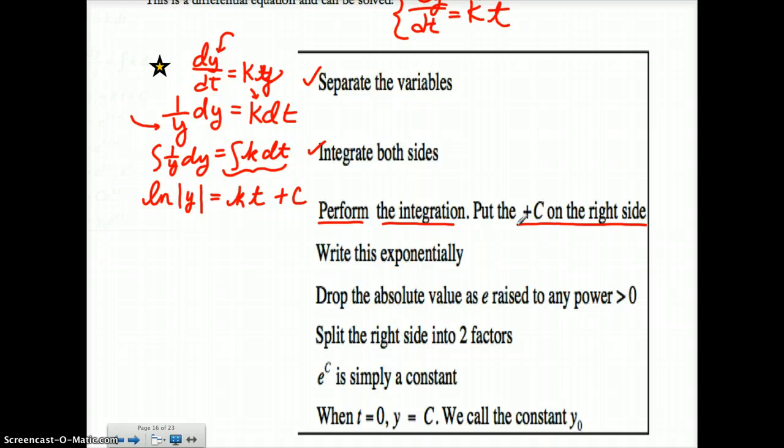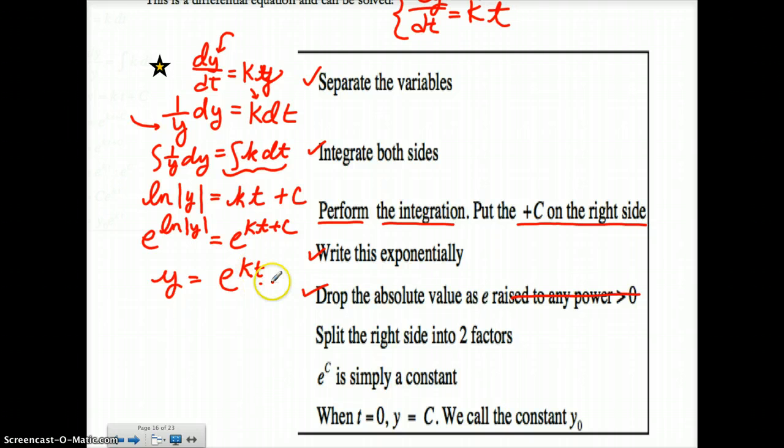All right? Next, because we're trying to solve for y, we need to do an inverse operation to get in there. And the inverse of the natural log is raising e to that power. So we've got e to the natural log is equal to e to the kt plus c. All right, so we write exponentially. Now this says drop the absolute value as e raised to any power is greater than 0. I really don't like the definition for why you're doing that. Really why you get to drop that absolute value is because when we get our y equal to, again, when I do e to the ln, it undoes it, and I get e to the kt plus c. And we've been writing that as e to the c.